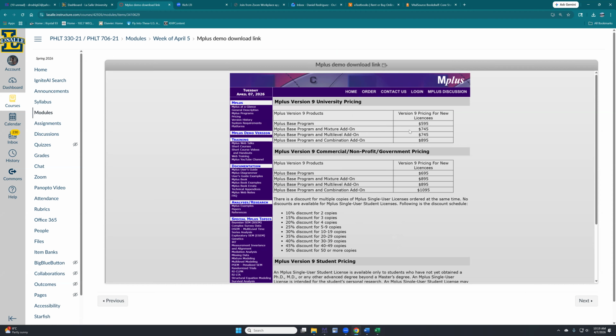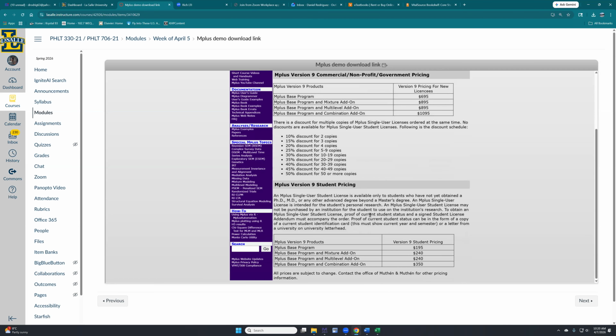9. It's actually not horrible. You'd want to have probably the combination if you want everything in it, like run multi-level models, etc. But I think they might have student pricing. Let's see. So there's commercial, nonprofit, government. So you're probably Mplus version 9 commercial, nonprofit, government, oh, university price. So we get cheaper value.